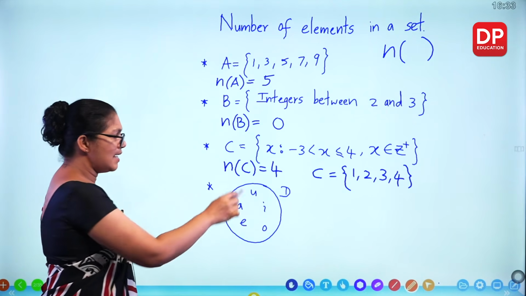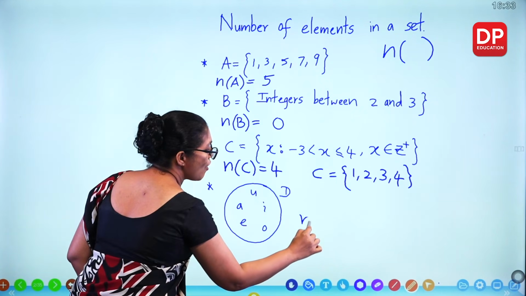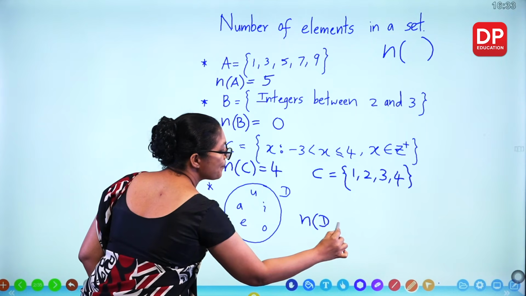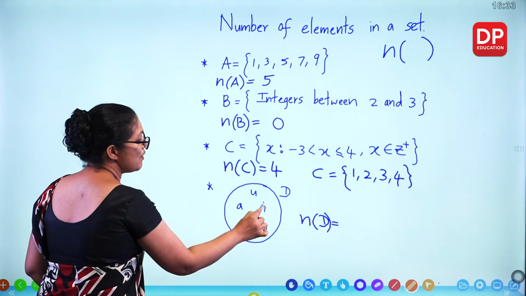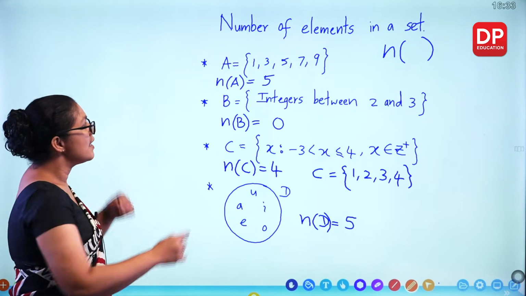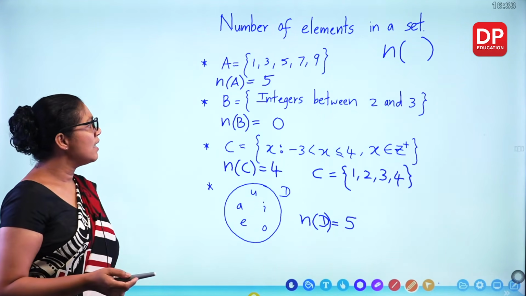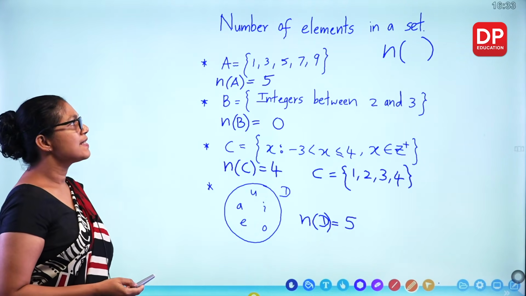This is given in a Venn diagram. How can we find the number of elements in D? That's equal to 1, 2, 3, 4, 5. So, it equals 5. Here I have given all the methods to identify the number of elements in a set.